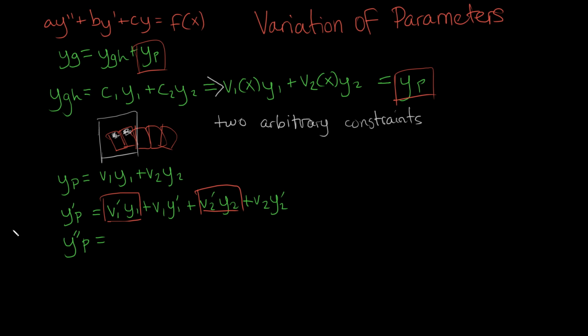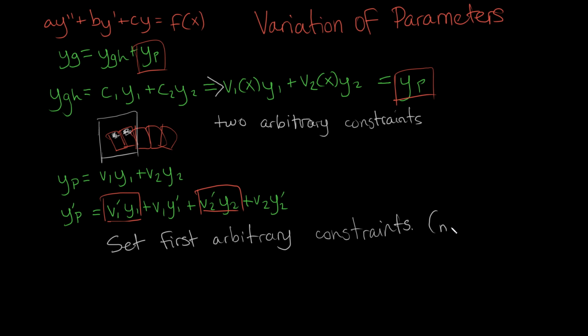So what we can do before we try to calculate the second derivative is play our first joker, play our first trump card, set our first arbitrary constraint. We're doing this so that we don't get second derivatives, V1 double prime, V2 double prime. What we're going to say is simply that V1 prime times Y1 plus V2 prime times Y2 must equal 0. It is a definition, because I'm writing it with the colon included, that V1 and V2 are defined such that they satisfy this property.